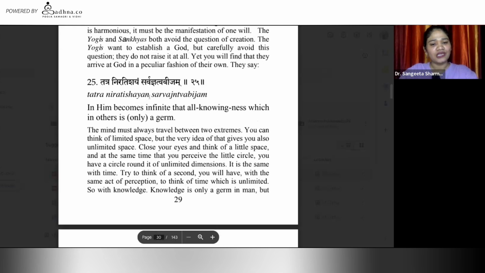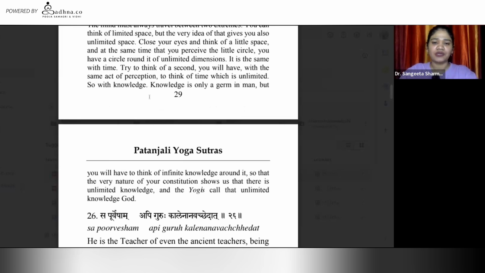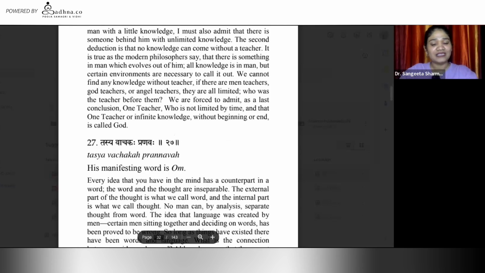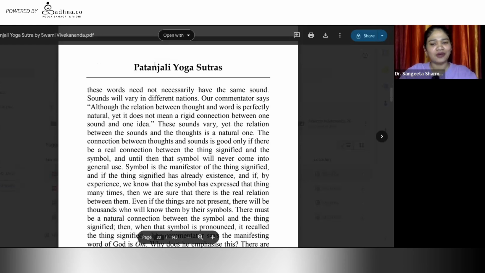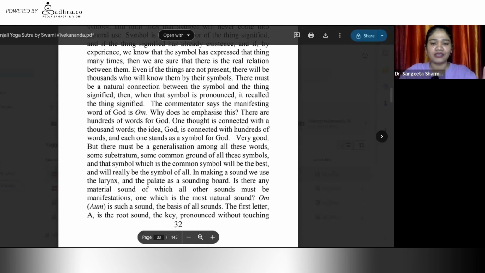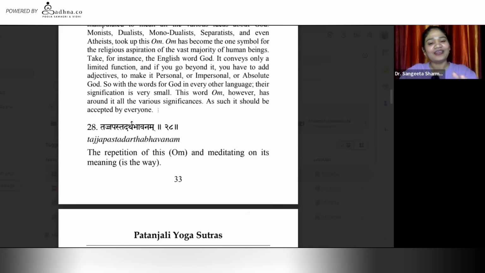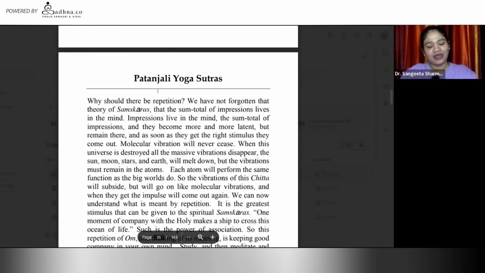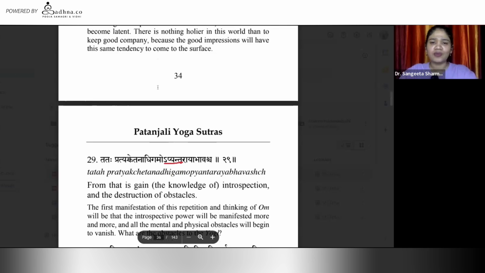So now he's talking about Ishvara. 25 is about Ishvara. 26 is about Ishvara. 27 is about Ishvara. You keep reading about Ishvara because you want to know everything about Ishvara, isn't it? Now, 28 is also about Ishvara. Now I'm done with Ishvara. It is too much. I've got what you're saying.